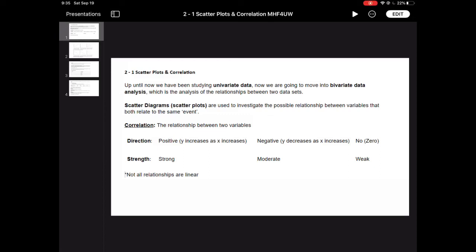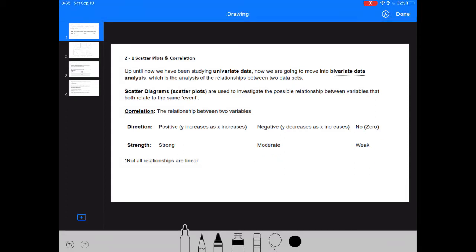This video covers information on scatter plots and correlation. Up until now, we've been studying univariate data, and now we're going to move into bivariate data, which is the analysis of relationships between two data sets.